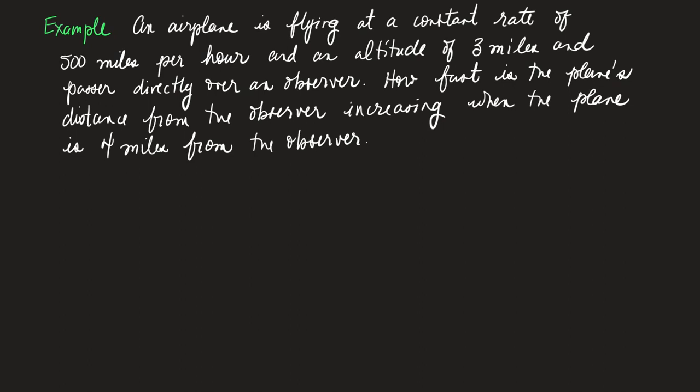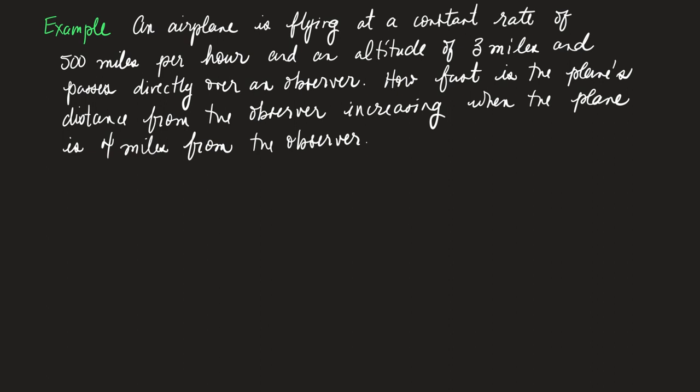In this video, I'm going to solve this related rate problem. So I'm given that an airplane is flying at a constant rate of 500 miles per hour and at a constant altitude of 3 miles, and it passes directly over an observer. And I want to figure out how fast the plane's distance from the observer is increasing at a particular time.